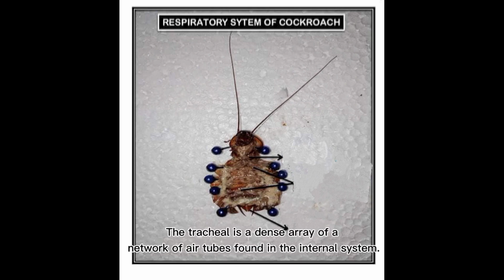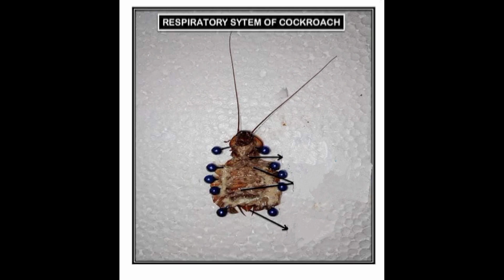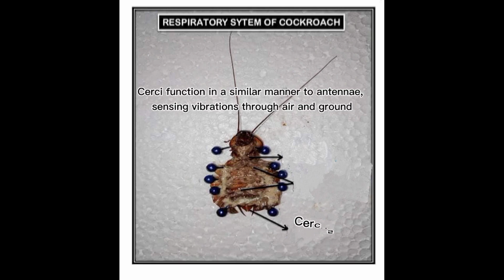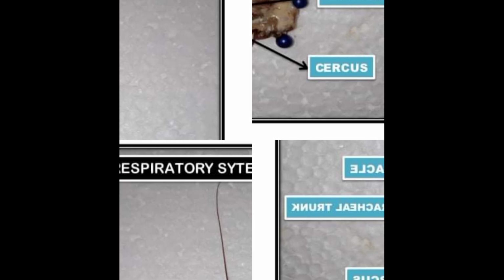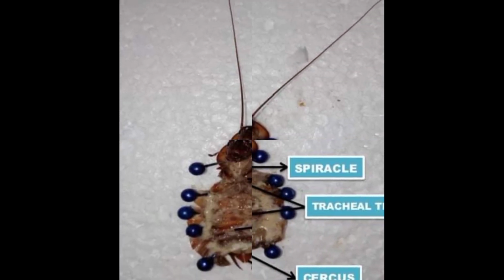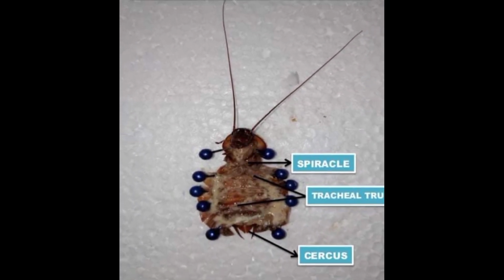The tracheal system is a dense network of air tubes found in the internal system. Last but not least, the cerci, in a similar manner to antennae, sense vibrations through air and ground. These are all the parts of the respiratory system of a cockroach.